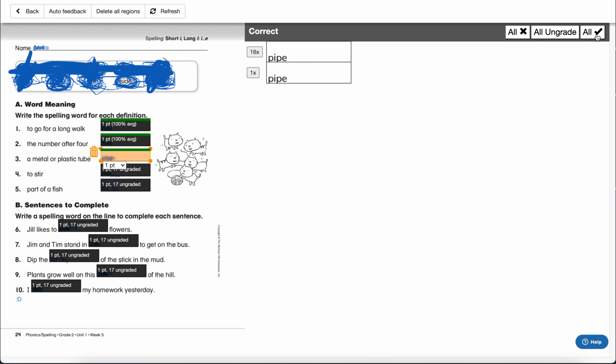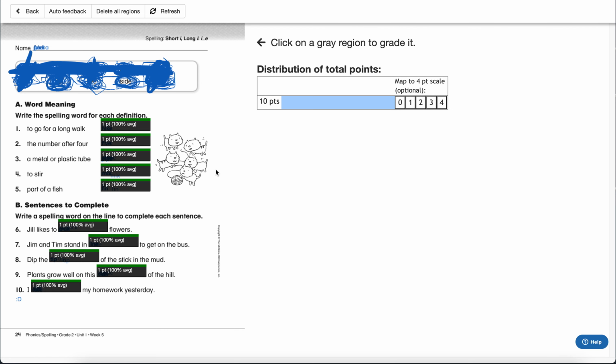So tab, all correct, all correct, all correct, all correct. Wow, this class did great. Everyone got the correct answers for every question. Now, it's not usually this easy.